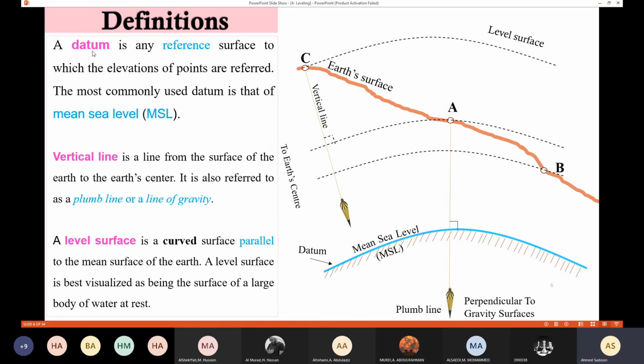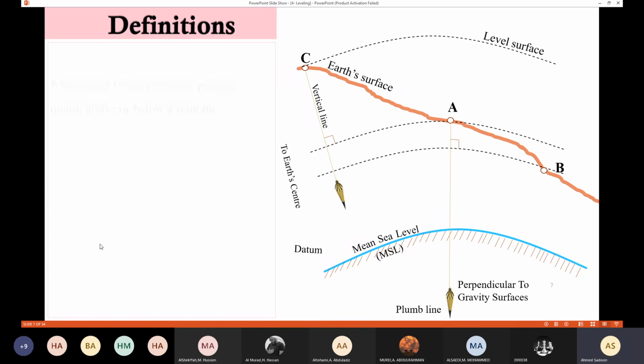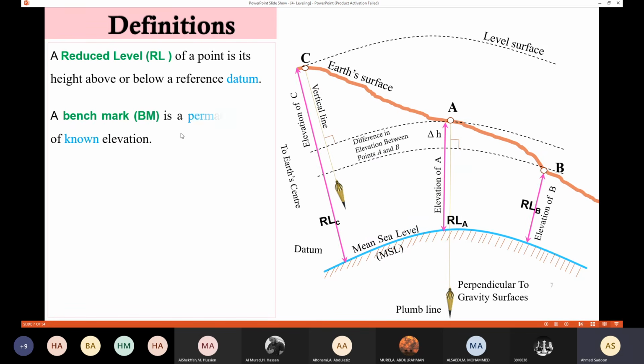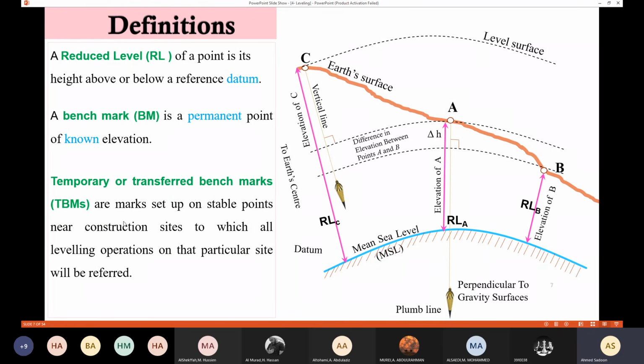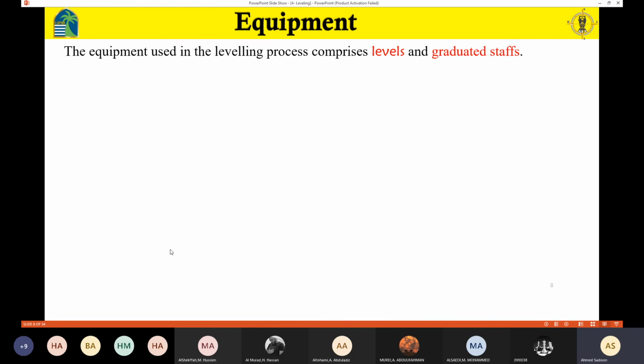We have the datum, and we say that the most commonly used datum is the MSL. We have the vertical line here, and we have a level surface, and we have the reduced level of a point, and we have the benchmark, and finally we have the temporary benchmark. It's very important to understand these terms. In order to understand the leveling process, the equipment used comprises levels and graduated staff.